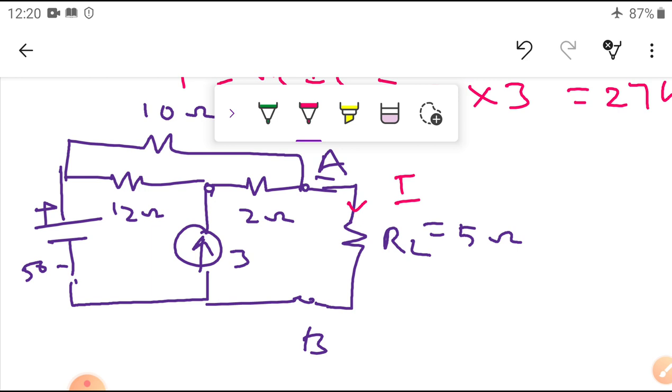So what has he given? He has given the voltage source and current source and three passive elements, 10 ohms, 12 ohms and 2 ohms, connected in delta fashion, not delta fashion, and he connected the 5 ohms at terminals A and B. You want to know what is the current through the 5 ohm resistor. Okay, this is the given problem.